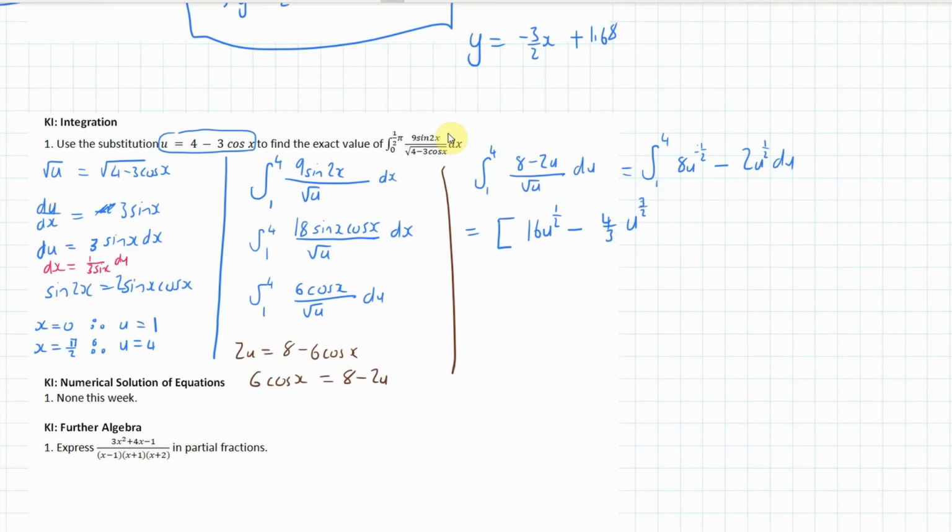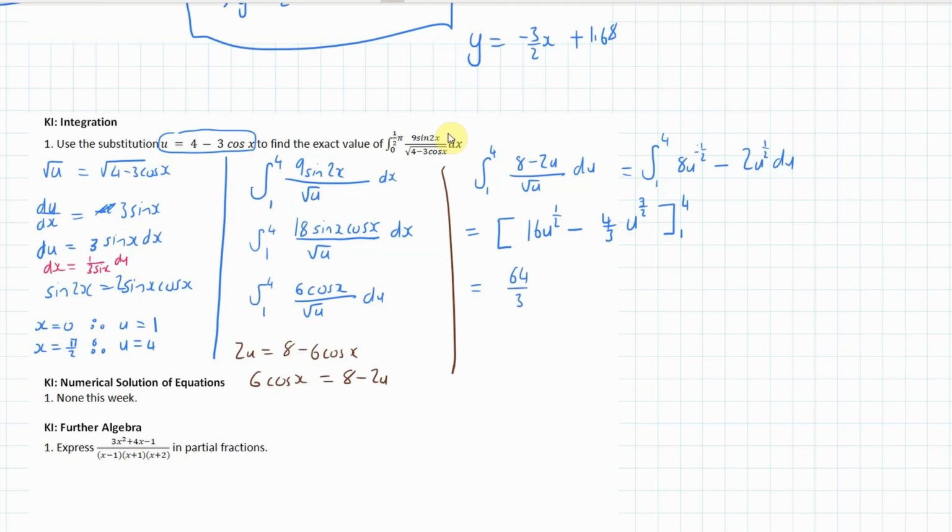Just check by differentiating again. So we get 12 over 6, which is 2. Yeah, so that's good. And then limits 1 and 4. Now we just apply those limits. And so the first one, we get 16 times 2, 32. Okay, I'll just use the calculator. What is that? So 16 times 2 minus 4 over 3 times 4 to the 3/2. 64 over 3 is our first one.